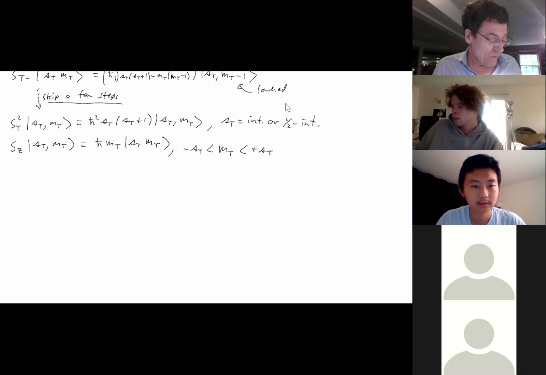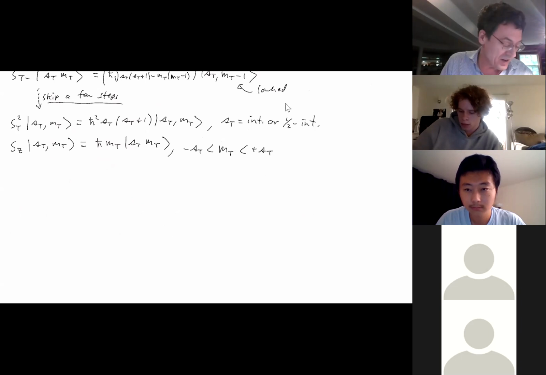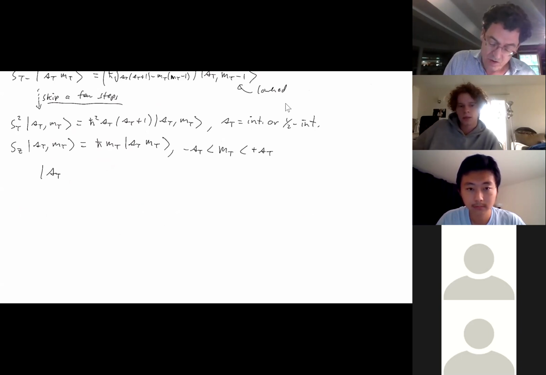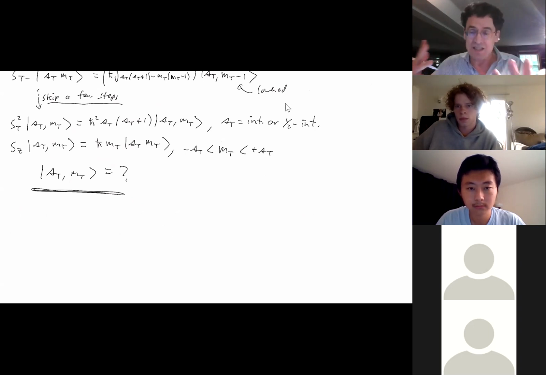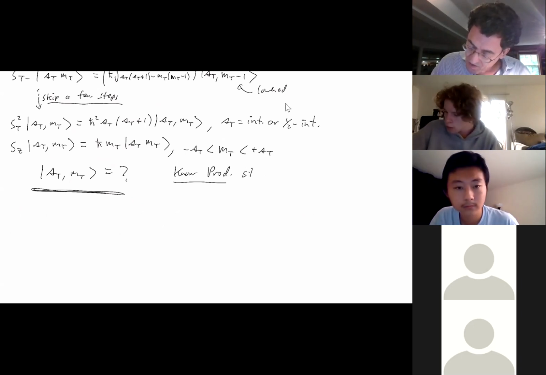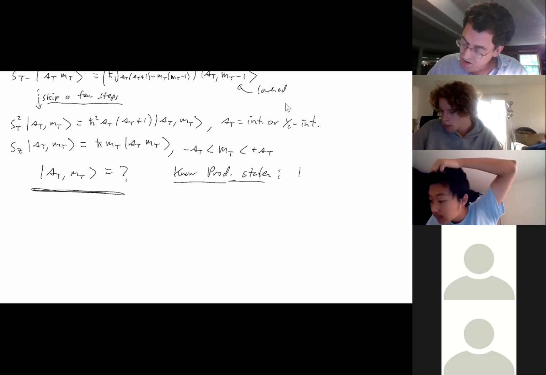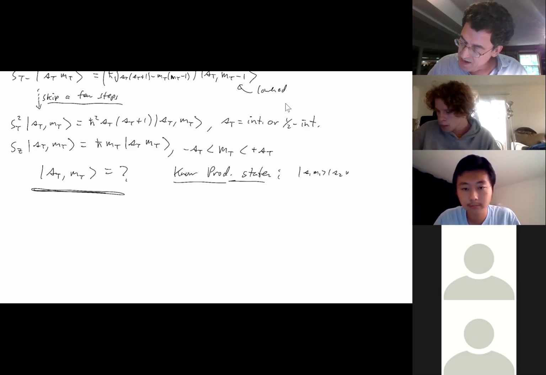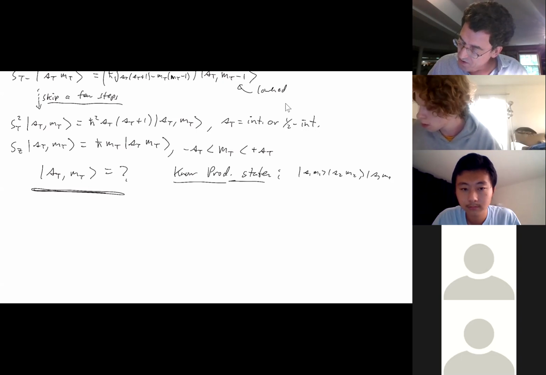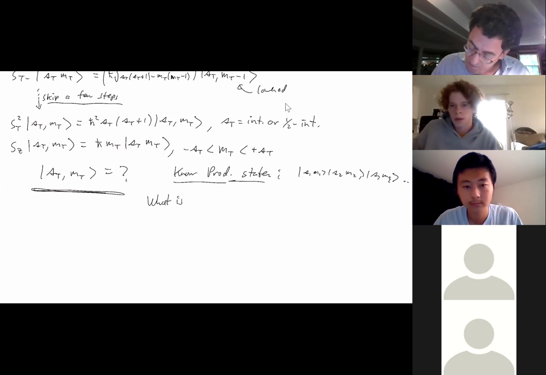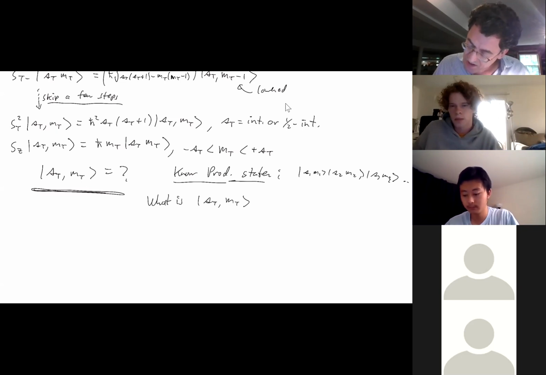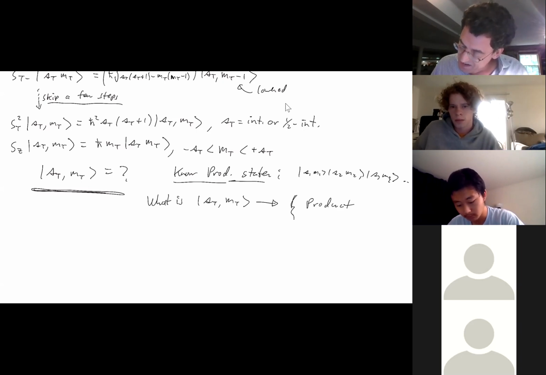But now we want to ask a more in-depth question: how do we actually write the eigenstate? Because remember, the whole point of this discussion is there's a change of basis. We know the product states, and the product states are really simple: S1, M1, S2, M2, S3, M3, etc. But the question now is, what is S total, M total in terms of product states? The product states form a basis.